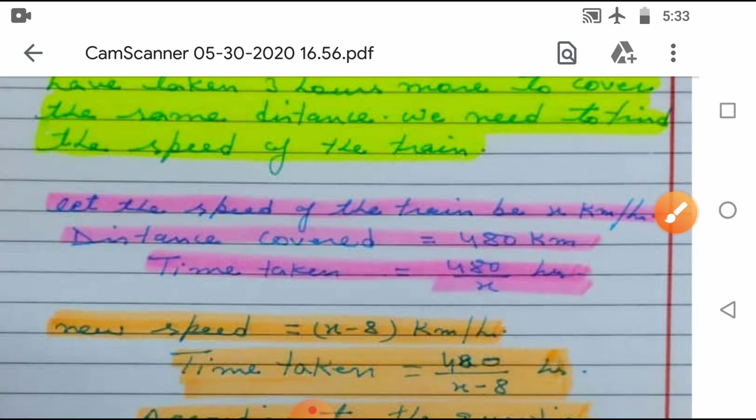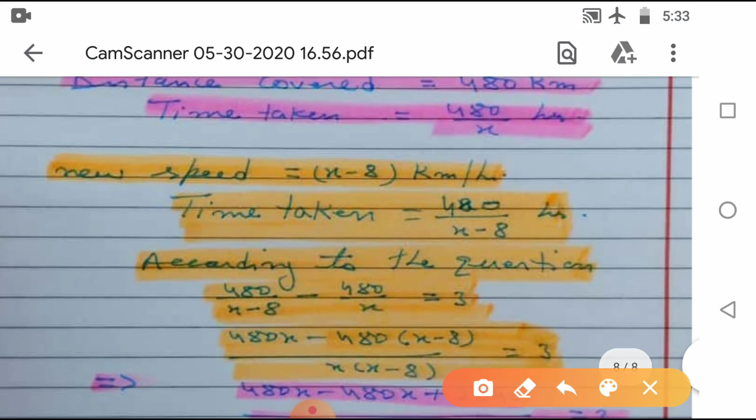But what is happening to the speed? He is saying the speed is decreased by 8 kilometers per hour. So, the new speed is x - 8 kilometers per hour. What is the new time taken? It is distance upon speed, so 480/(x - 8).